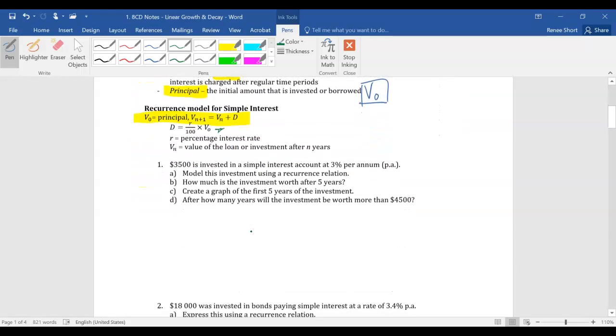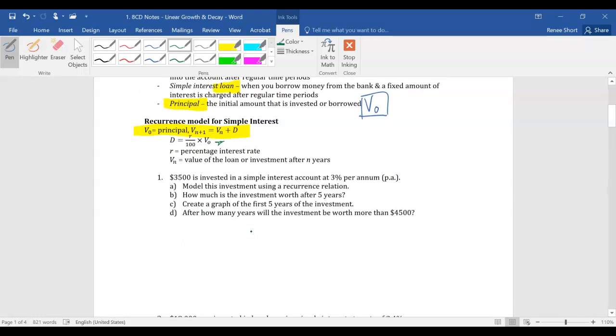So I have two problems for us that I want us to go through today. The first one here, it says $3,500 is invested in a simple interest account at 3% per annum. And there's a few steps that we want to do. A says we need to model this investment using a recurrence relation. So it wants us to set up a rule.